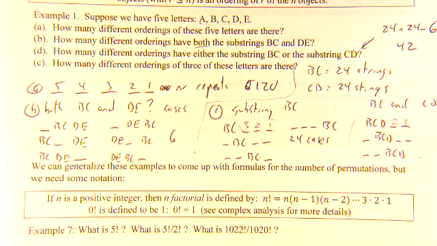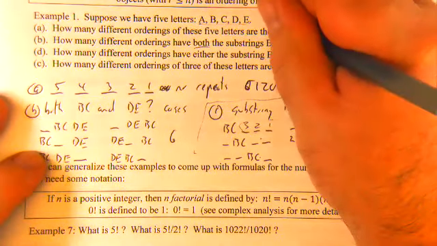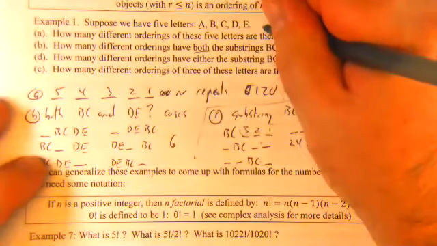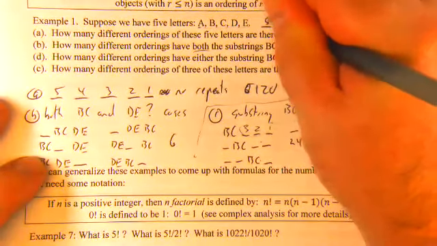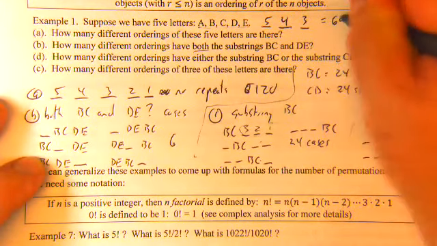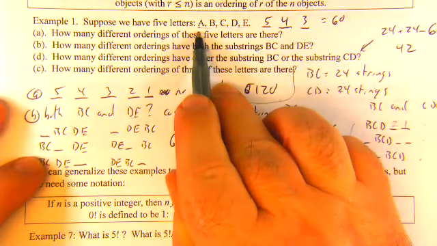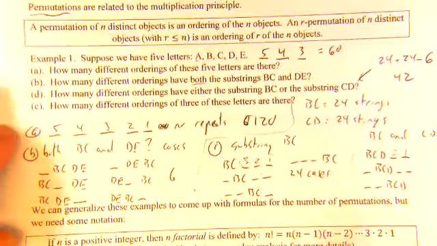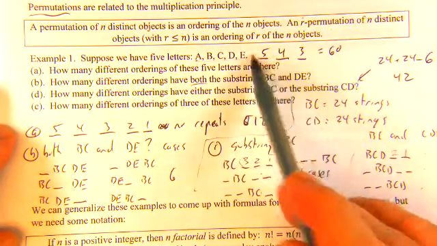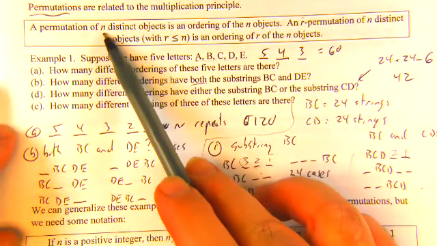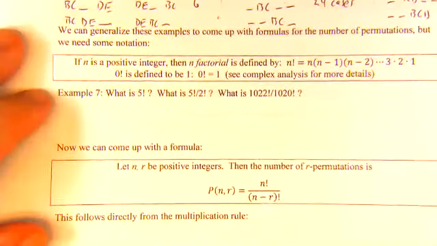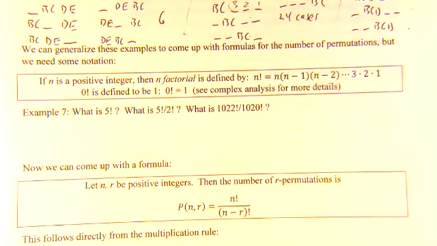How many different suborderings of 3 of these letters, since I've run out of space? And I don't know why C and D are backwards there. I have 5 choices for the first, 4 choices, 3 choices, 20, 60 choices for choosing 3 out of 5. So that would be a 3-permutation of 5 distinct objects. There's 60 of those. Taking all 5 with no repeats, that gives me 120. So generalize these examples to come up with some formulas for the number of permutations.